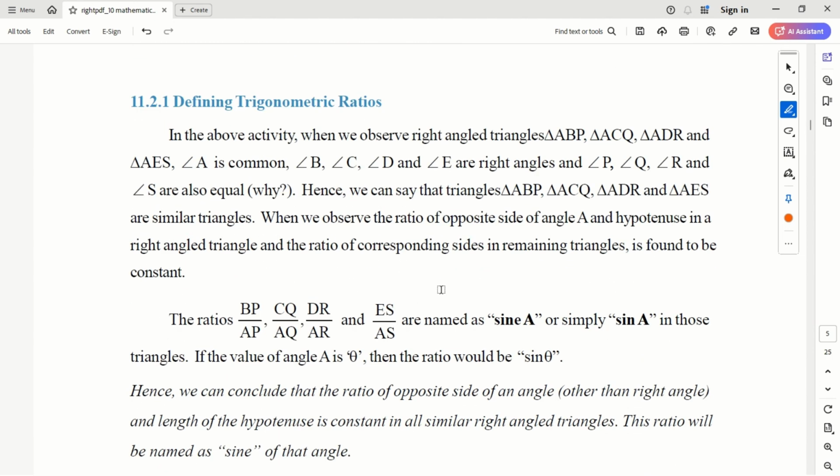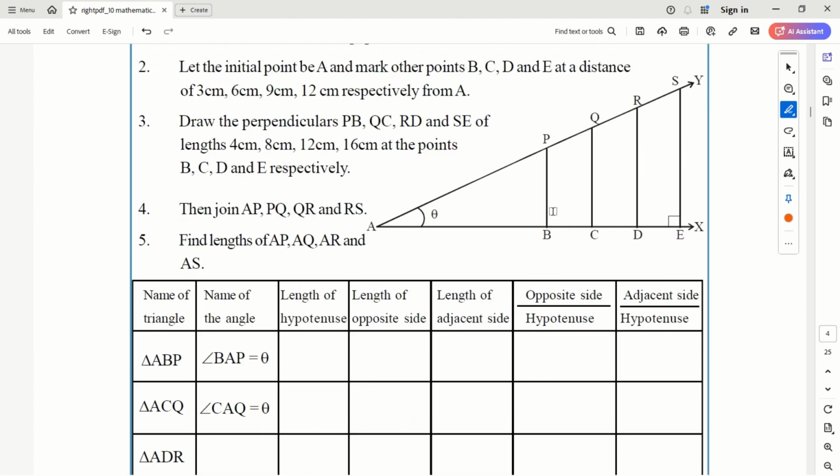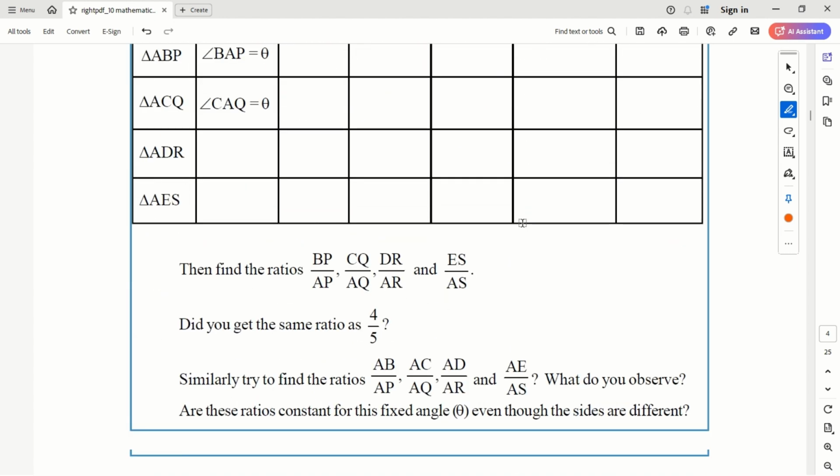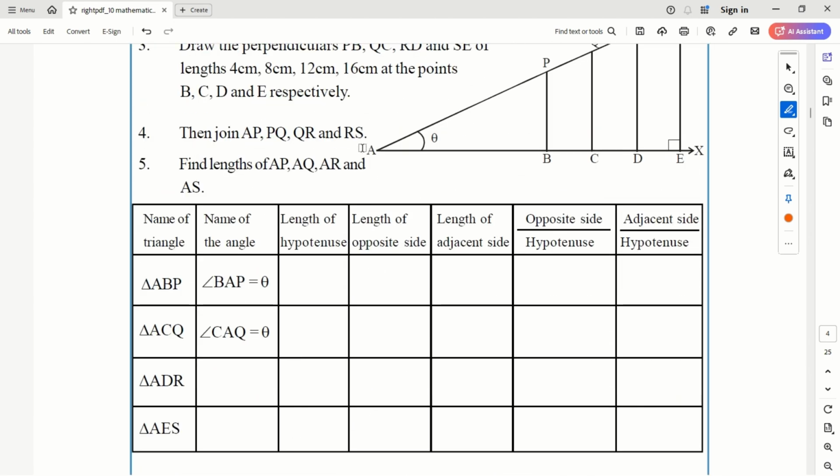Now let's define trigonometric ratios. You have a right angle triangle. You will have three angles and three sides. Correct. So if you take opposite side by hypotenuse, that ratio we call sine A. If you take this example, opposite is BP by hypotenuse AP. BP by AP is sine A, because it is at angle A. Or you can call it theta also, sine theta. It is at the angle A of the triangle.